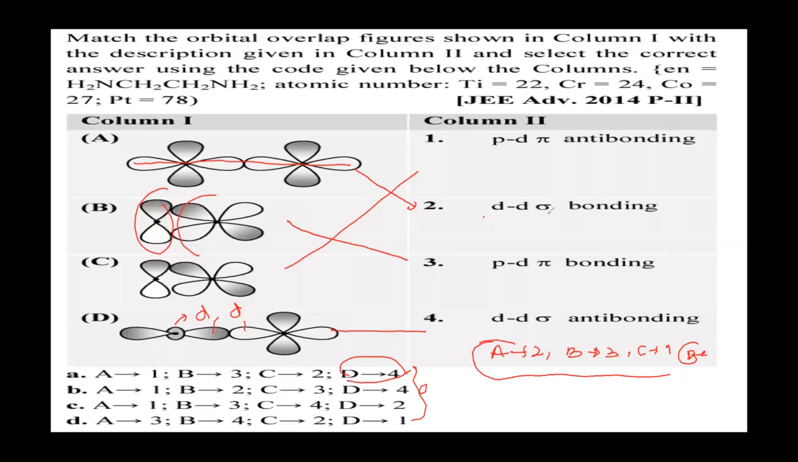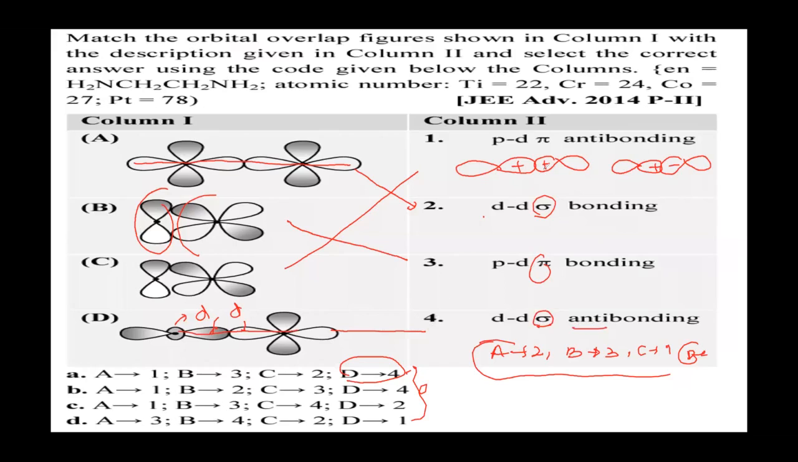See, pi and sigma bonding, it is clear now. Then pi bonding and anti-bonding. Normally they will give it like this: plus with plus, then it will be bonding. Understood? Constructive interference. If it is plus with minus, then it will be anti-bonding. Actually, here see, it is dark and it is light, so this will be anti-bonding, and head-on overlap of the d orbital is sigma bond. Sigma bond and anti-bonding, like that you have to identify.